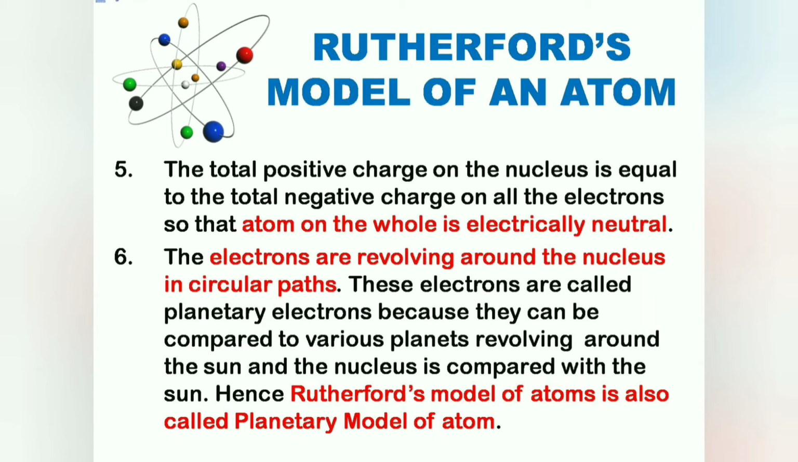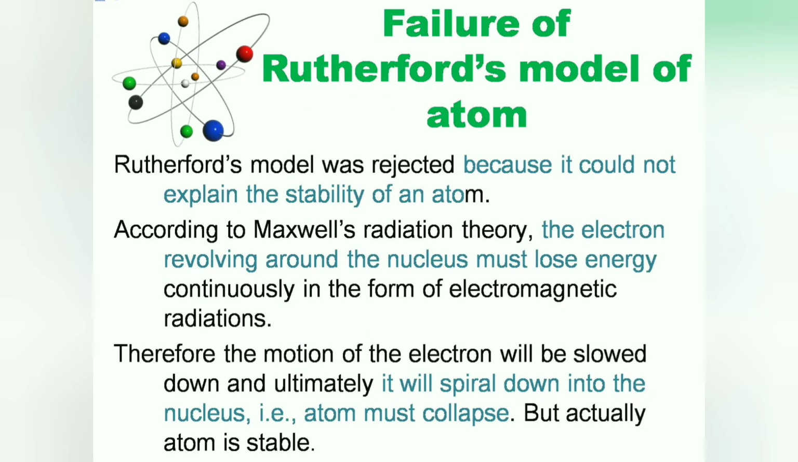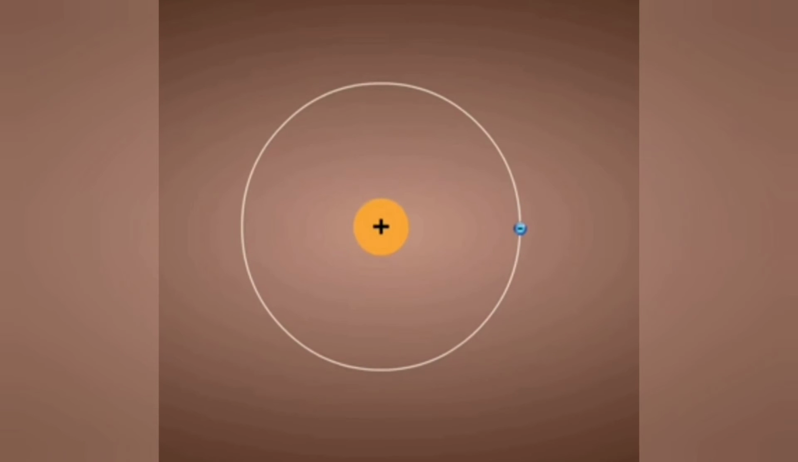But this Rutherford's model of atom was rejected due to some drawbacks. This model could not explain the stability of an atom. Rutherford had suggested that negatively charged electrons revolve in circular orbits with great speed. A scientist, Maxwell, argued that according to radiation theory, charged particles moving with great speed in circular orbits emit energy in the form of radiations. And since electrons are also moving at high speed in circular orbits around the nucleus, they must release energy continuously in the form of radiations.